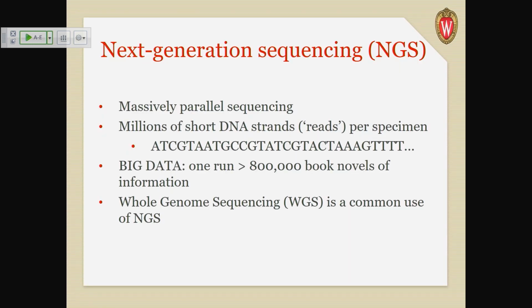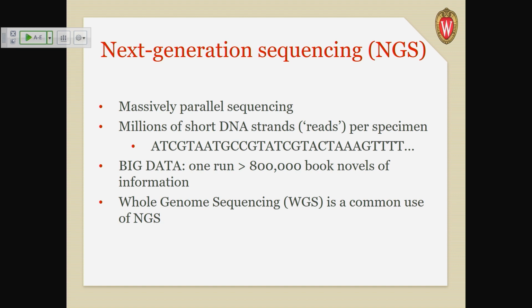So overall, what next generation sequencing is, it's massively parallel. Within one instrument, you're doing a lot of different sequencing all at once. And you get millions of different short DNA reads or strands, maybe 50 base pairs up to 250 base pairs, something like that. And each one of these is A's, T's, C's, and G's, all reading off the sequence. But you get a lot of these really short reads. And it's a lot of them.